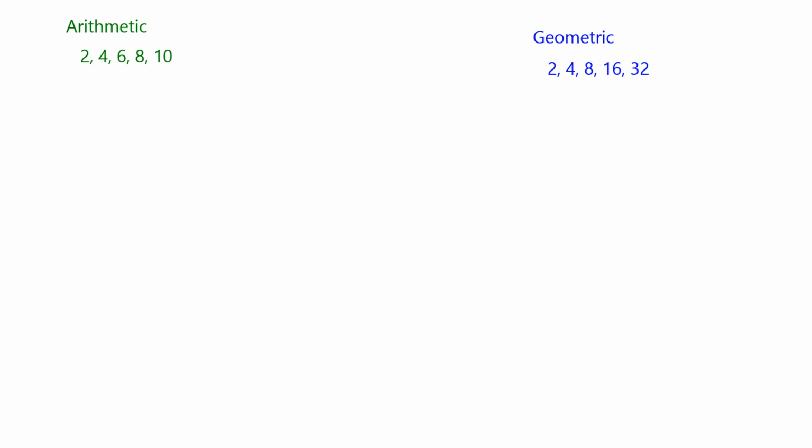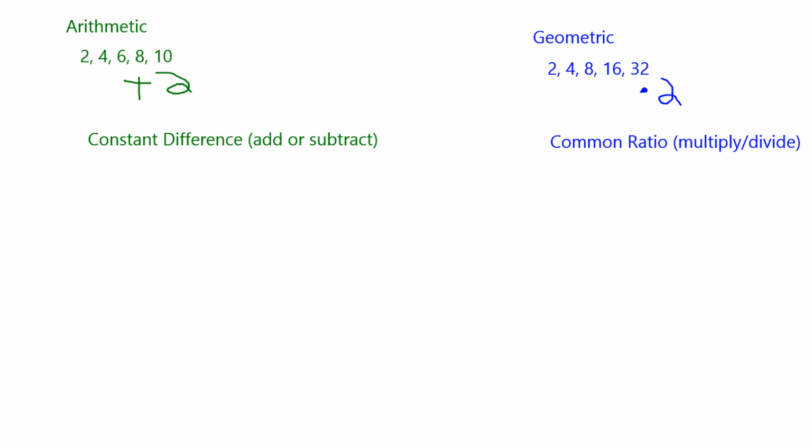An arithmetic sequence would be 2, 4, 6, 8, 10. So what you realize is that it is being added to each time. The geometric sequence is 2, 4, 8, 16, 32. That means that it's being multiplied by 2 every time. That leads us to our first difference between the two.